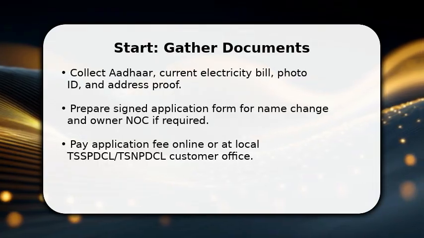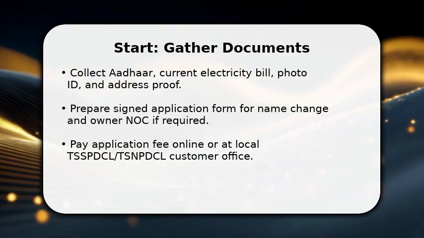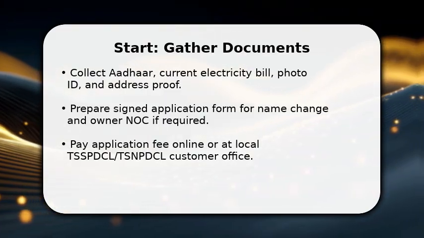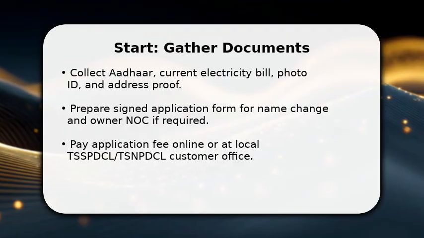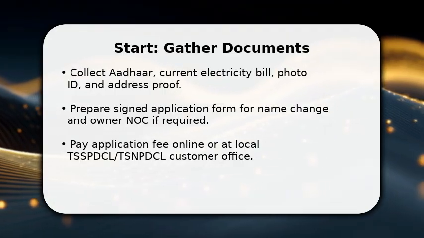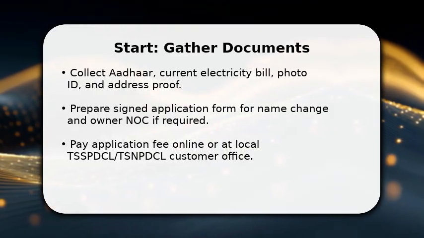You start by gathering the mandatory documents and filing a formal request. This is the fastest path. Once you have Aadhaar, a recent electricity bill, photo ID and address proof, fill the name change application form clearly, sign it, and obtain owner NOC if the meter is rented.